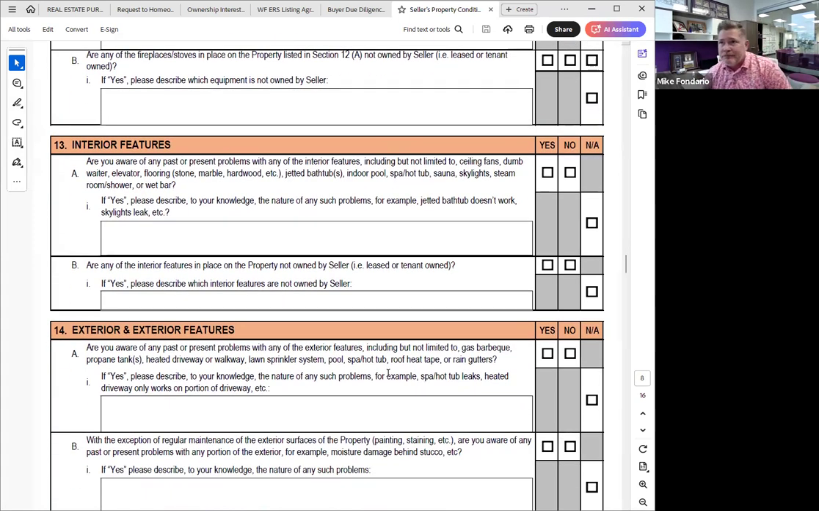Interior. So interior, we're talking about ceiling fans, dumbwaiters. Haven't seen a dumbwaiter in a hot minute. Elevator, flooring, jetted bathtubs, indoor pool, spa, steam shower, you name it.